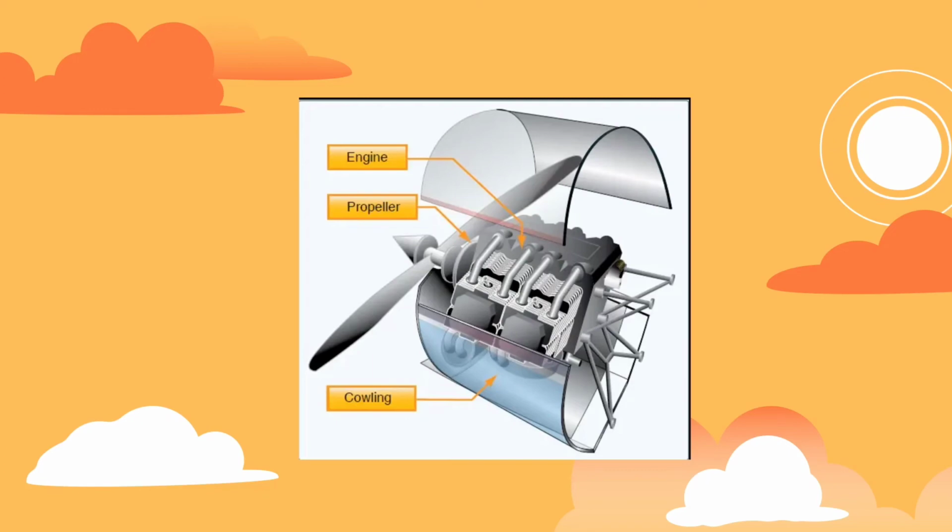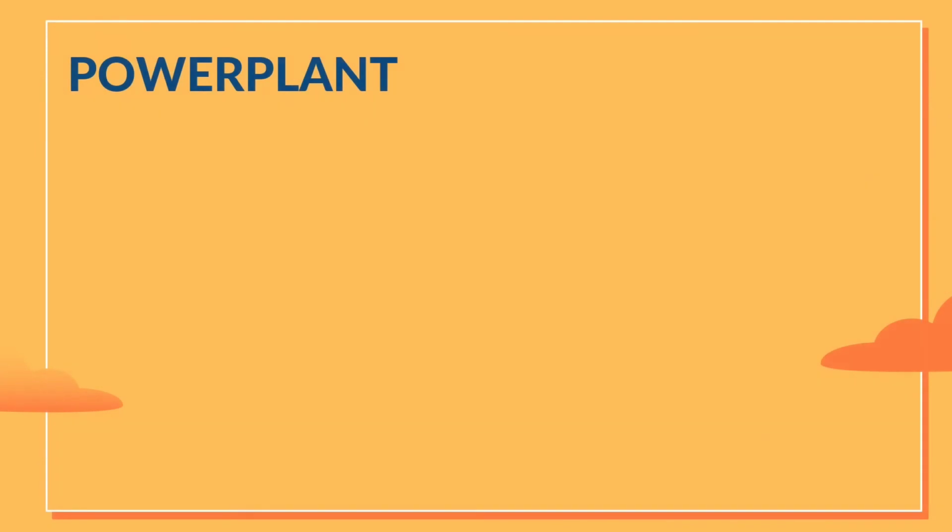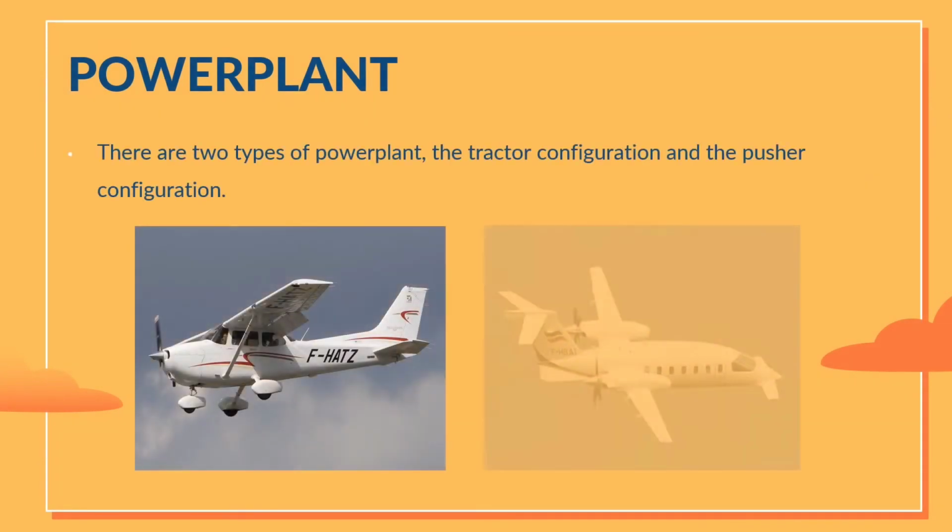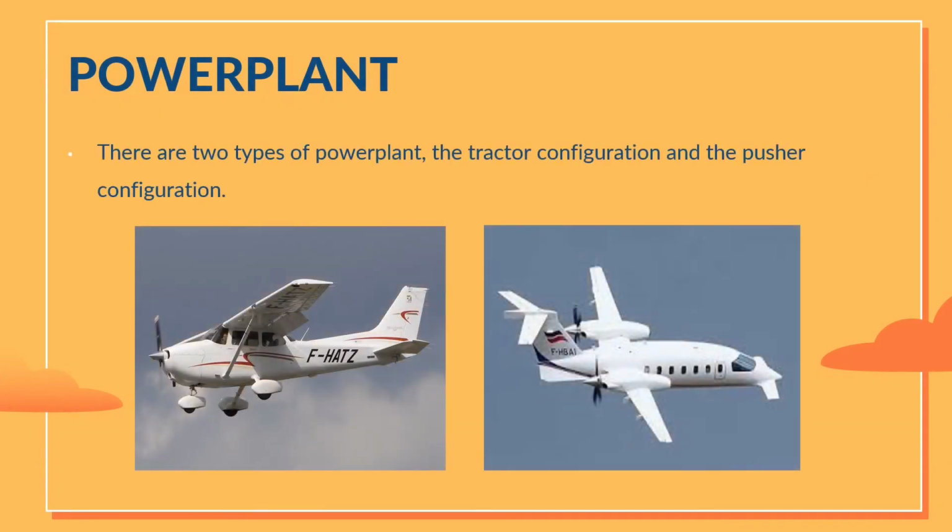These are the parts of the power plant: the engine, the propeller, and the cooling. There are two types of power plant: the tractor configuration and the pusher configuration, depending on where the propeller and the engine are positioned.